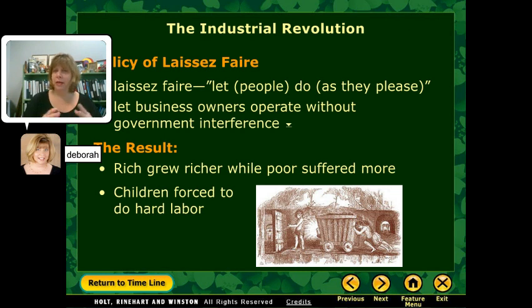During the Industrial Revolution and the rise of some of these problems from city living and child labor, the government at this time had a laissez-faire policy, and that's a French term which basically means hands off, let people do as they please. So it was letting the business owners operate without any kind of oversight, and this was creating some really awful conditions for people living in these times. The rich were growing richer, the poor were suffering more. There were housing, hygiene, and health concerns, and children were very often forced into hard labor during this time period as well, either in the factories or supporting the work that the factories were doing.